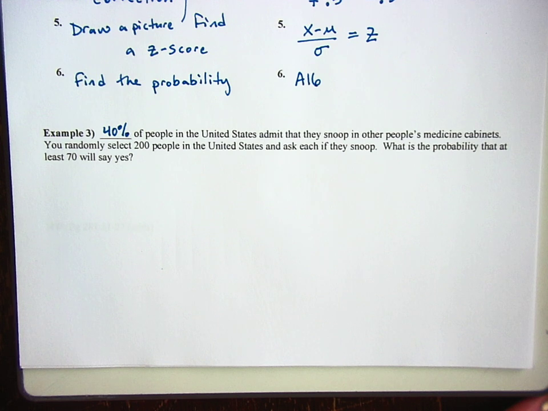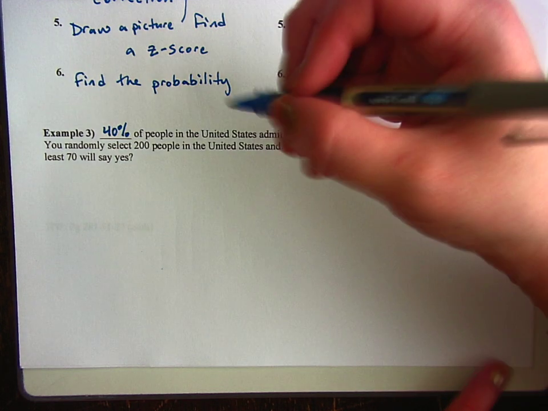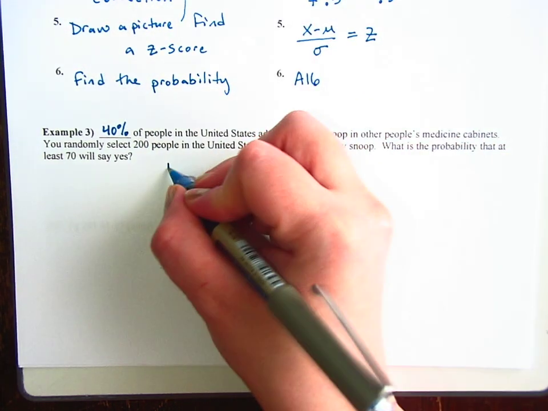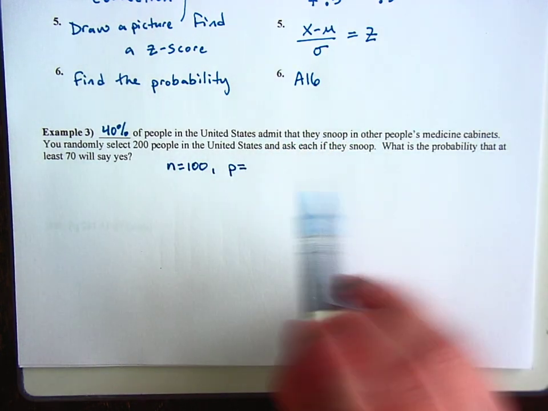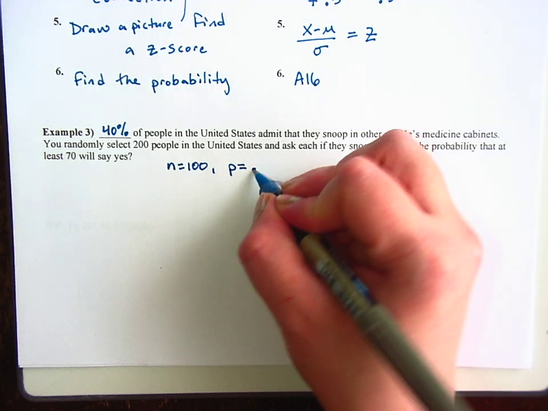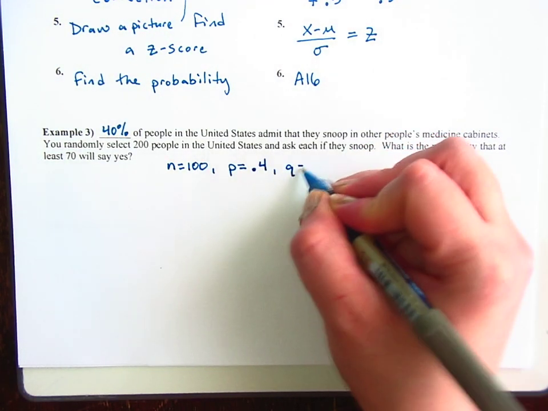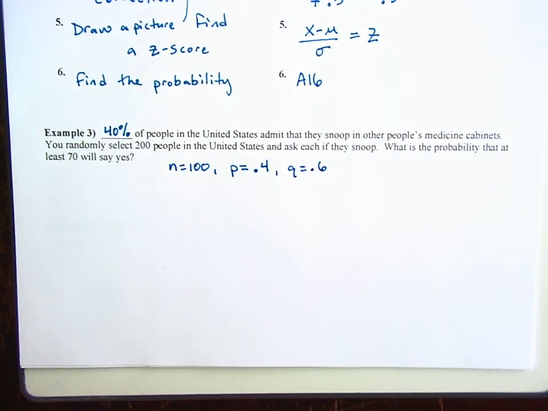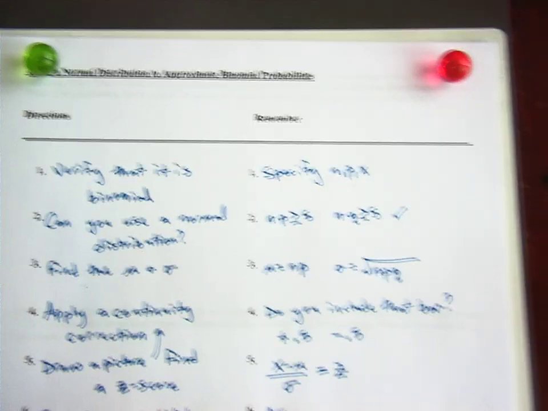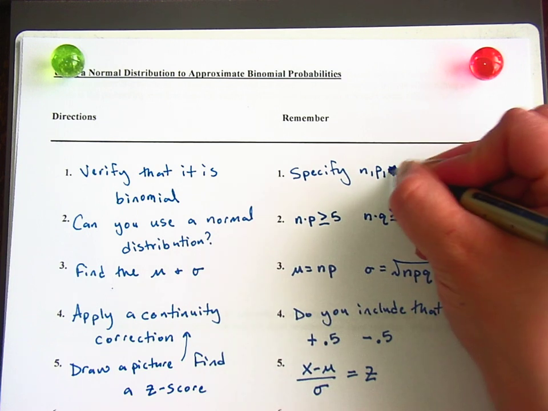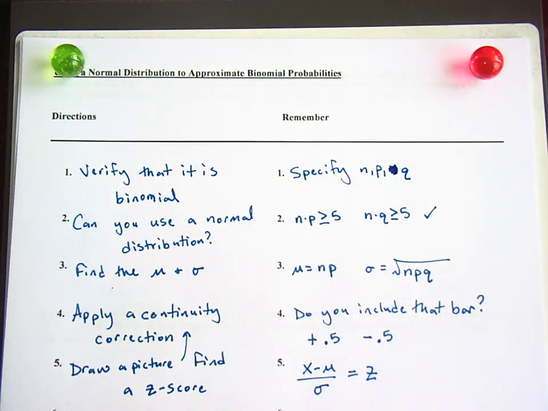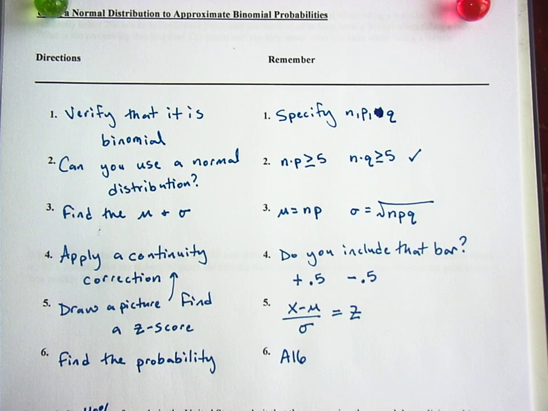So what's the probability that at least 70 will say yes out of 200 people? Okay, so the first thing I'm going to do is verify that this is binomial. Here I've got n is 100. I've got that p is 40%, so 0.4, which means q is 0.6. I think I'm going to change it up here and specify n, p, and q, because in this case x is 70, but that's not really important. The important thing that you need is n, p, and q.